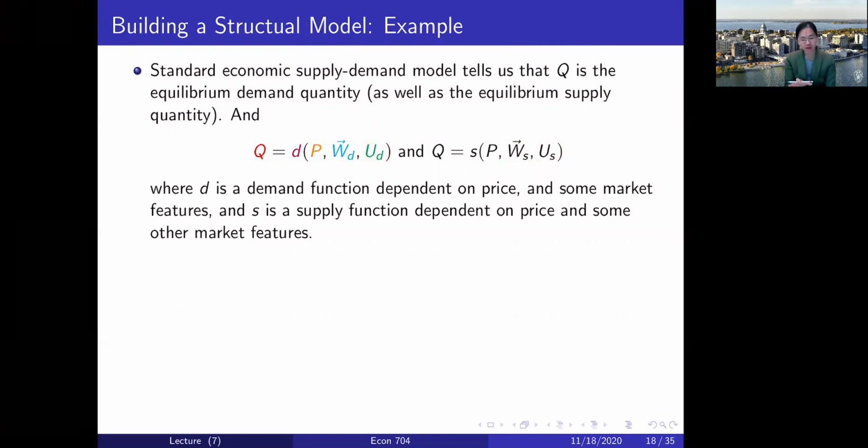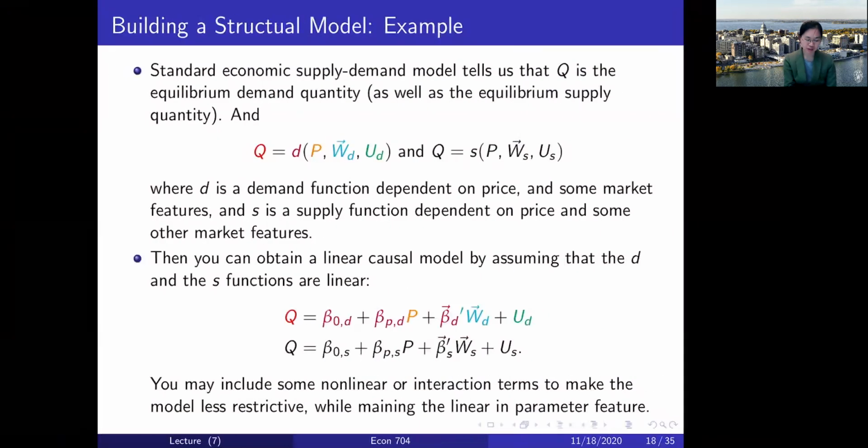All right, so after we built this model, let's say we take the demand model as an example. We want to turn it into a linear regression equation. We can do that by assuming that D is linear in these random variables. Or in other words, assume that D can be written as beta 0D plus beta PD times P plus beta D prime WD plus UD. So this is an assumption. We assume that the demand function looks like this for some beta values.